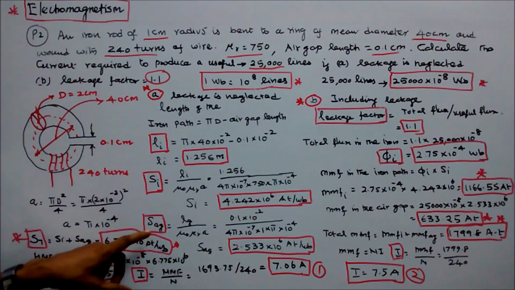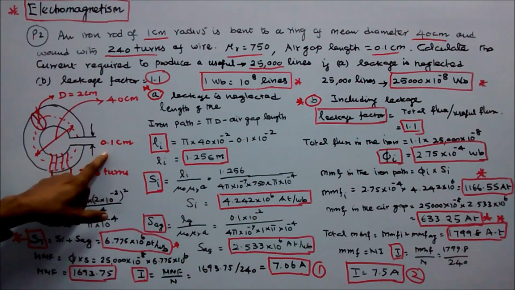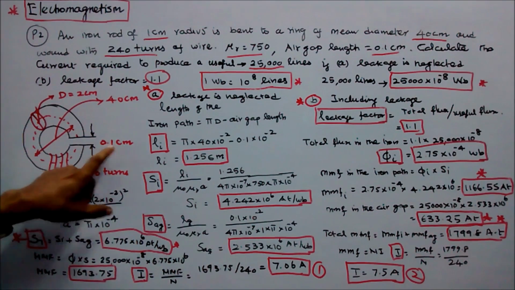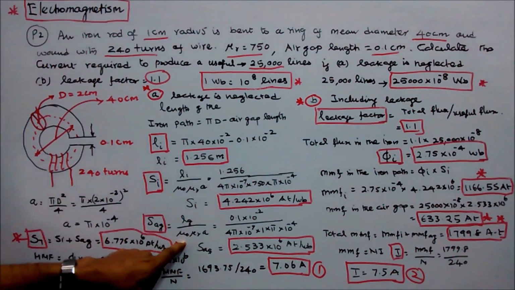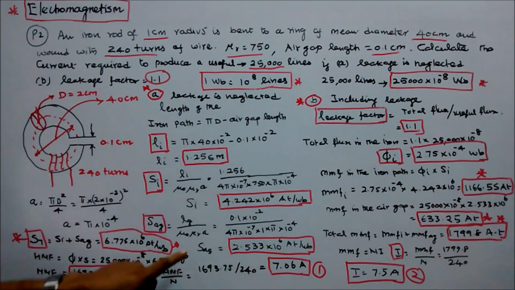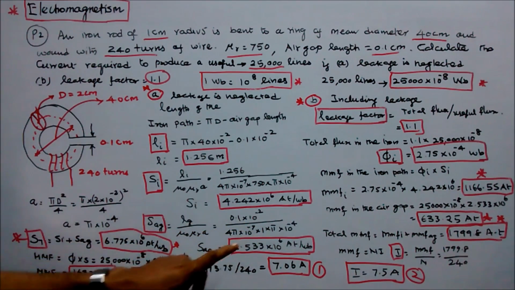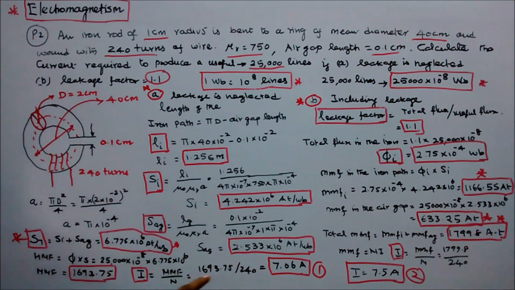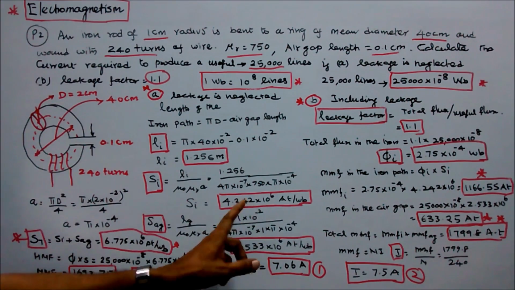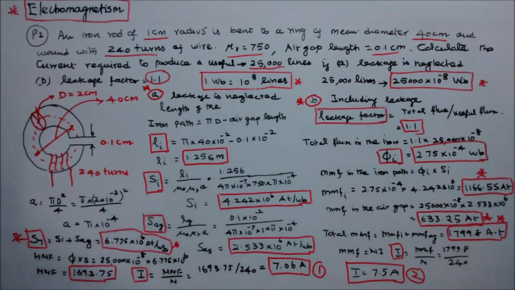Reluctance of the air gap is equal to length of the air gap, that is 0.1 into 10 power minus 2, divided by mu naught, 4 pi into 10 power minus 7, mu R is equal to 1, A is equal to pi into 10 power minus 4. Reluctance of the air gap is equal to 2.533 into 10 power 6 ampere turns per Weber.